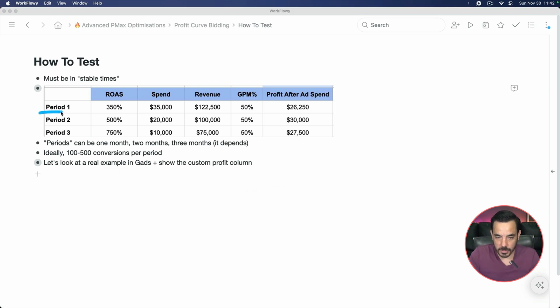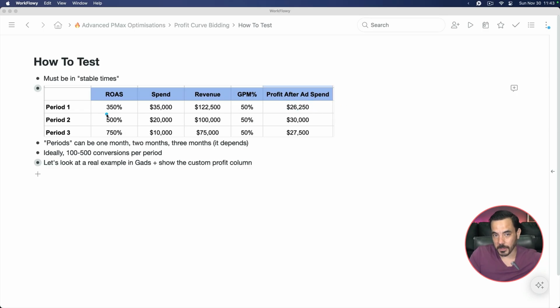that could be a month, that could be a quarter. Period 1, you run your first ROAS target, right? And then you want to track your spend, your revenue, and your gross profit after ad spend. So let's say 350% ROAS is the first thing you test, and then you might find that you can spend 35K. And with the 350 ROAS, that equals a revenue of 122.5K, and profit after ad spend is this number here multiplied by your gross profit margin, subtract your ad spend. So you might end up finding that, okay, when we run a 350 ROAS target, we end up with about 26K profit at the end of the month, profit after ad spend.